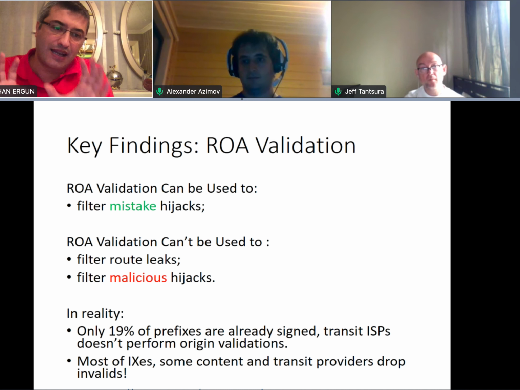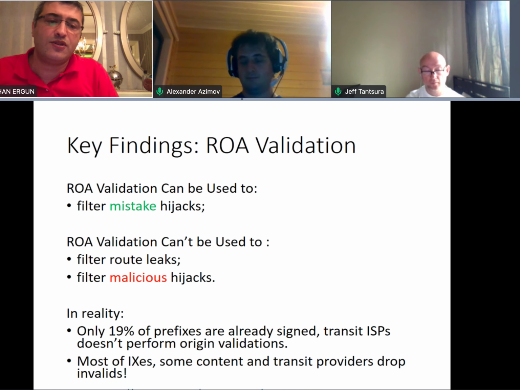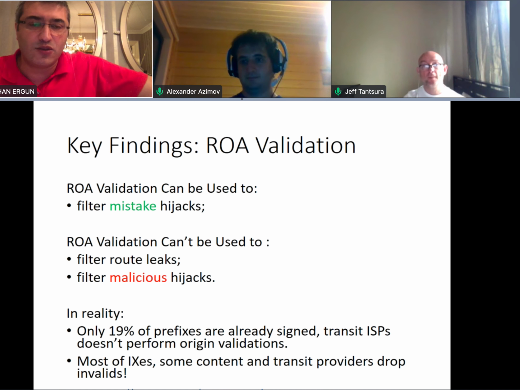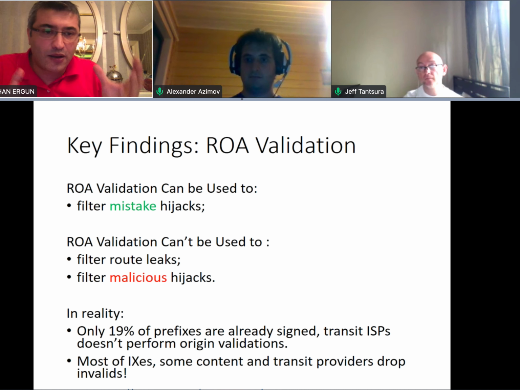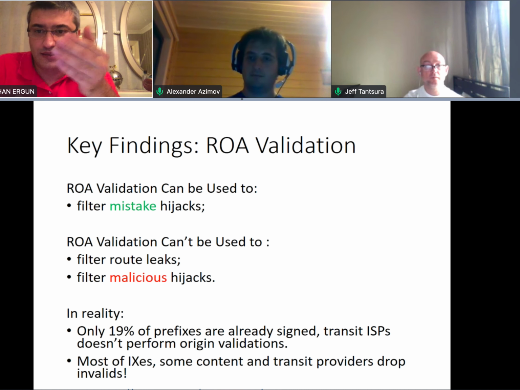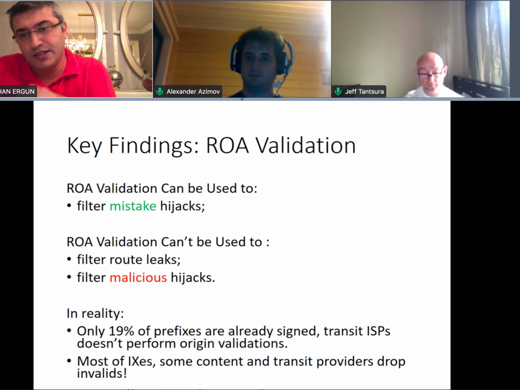Of course, this example can be extended to peers as well, not only upstream. If you receive from peers and advertise to another peer, or receive from a peer and advertise to upstream, or receive from upstream and advertise to a peer, these are all route leaks, and RPKI cannot do anything for that. Alexander is saying here, ROA validation cannot be used to filter route leaks. Basically, he's saying this.